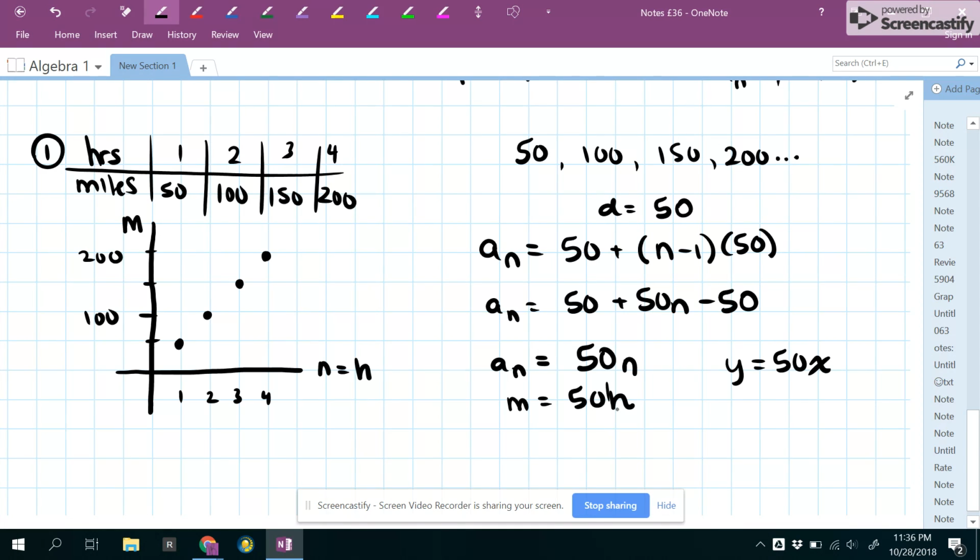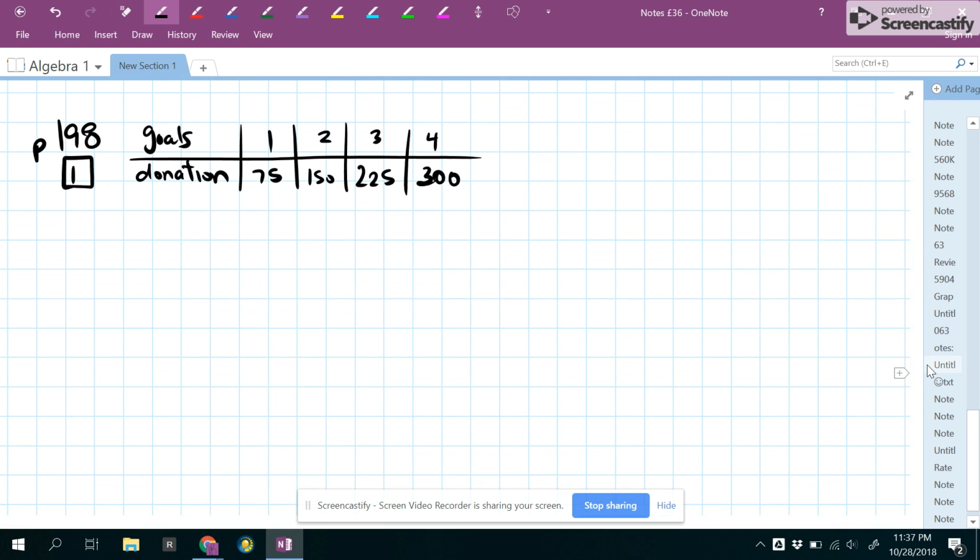Pick your favorite equation, and please predict how far you would drive in 8 hours. To figure out how far you drive in 8 hours, all you have to do is plug in 8. So miles equals 50 times 8, which is 400. So we can try this again. If you were to turn to page 198, you'd find problem 1. We have goals plus donations. So please use this information to draw a graph.